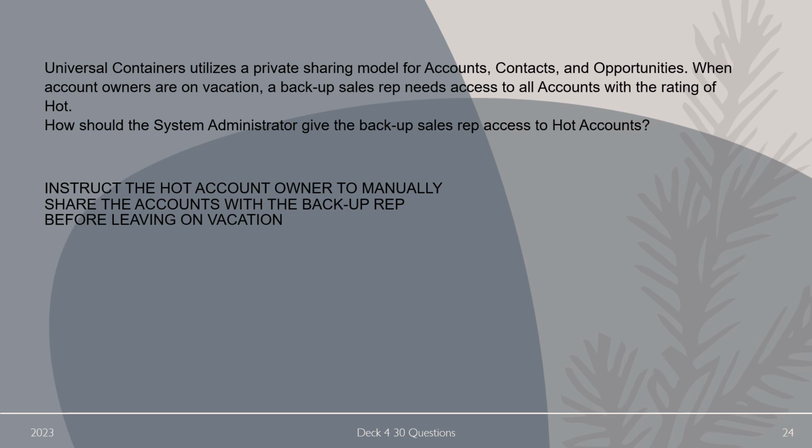Universal Containers utilizes a private sharing model for accounts, contacts, and opportunities. When account owners are on vacation, a backup sales rep needs access to all accounts with the rating of hot. What should the system admin give the backup sales rep access to hot accounts? The system admin actually doesn't do that. They need to instruct the hot account owner to manually share the accounts with the backup rep before leaving on vacation.